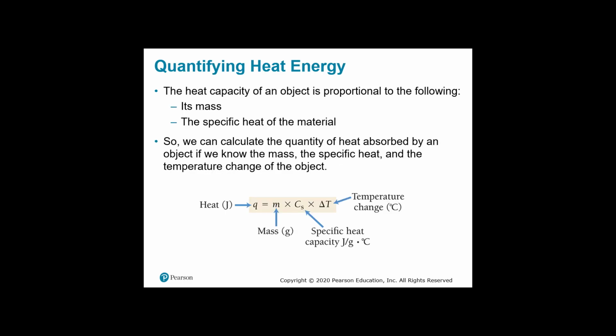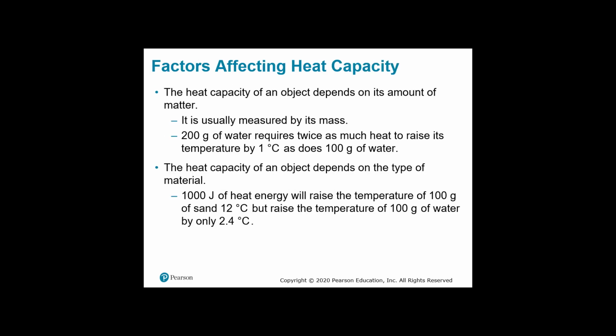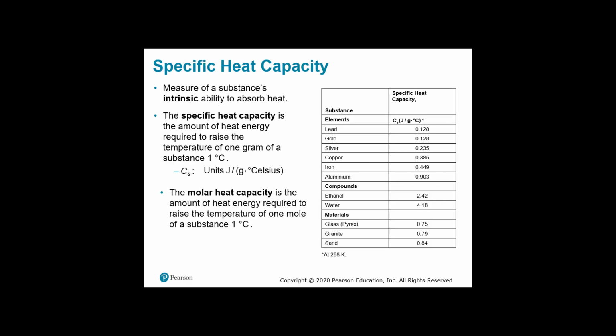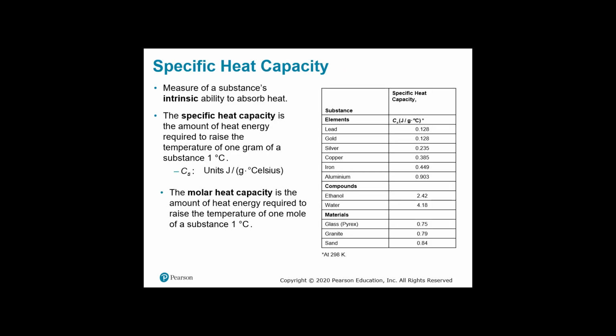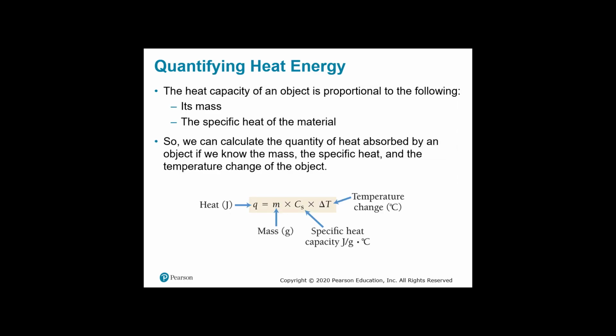Okay, so quantifying heat energy. The heat capacity of an object is proportional to its mass and the specific heat of the material. So again, if we go back to that example, 200 grams of water will have a different value than 100 grams of water. So having the mass is very important. You also need the specific heat of the material, which is this list here. We can calculate the quantity of heat absorbed by an object. So quantity of heat, that's Q. What is Q? Q is either joules or calories.